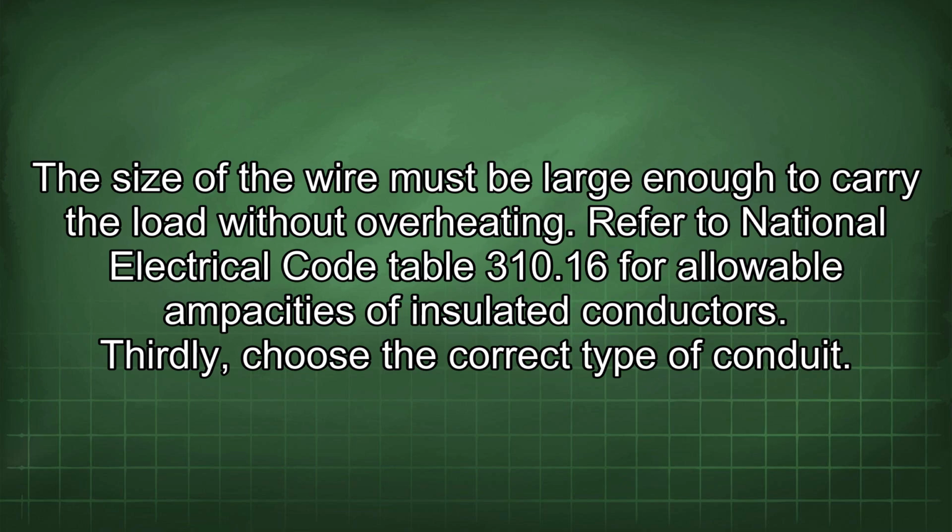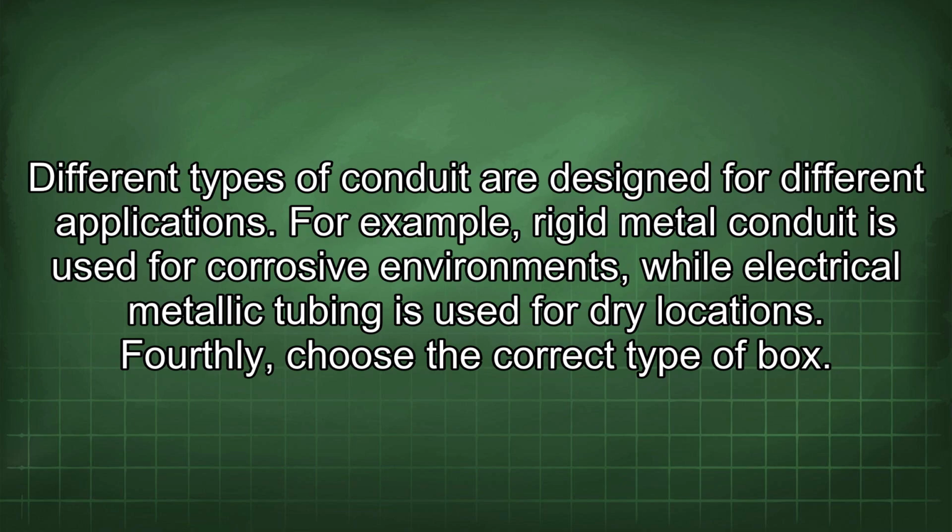Thirdly, choose the correct type of conduit. Different types of conduit are designed for different applications. For example, rigid metal conduit is used for corrosive environments, while electrical metallic tubing is used for dry locations.